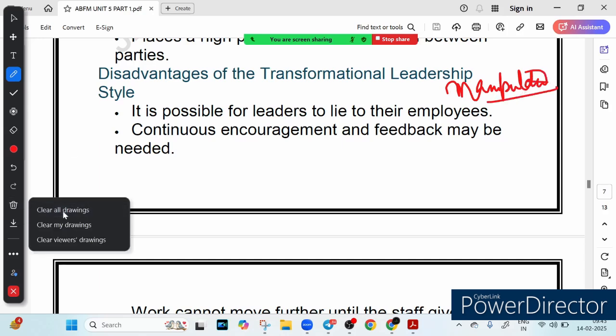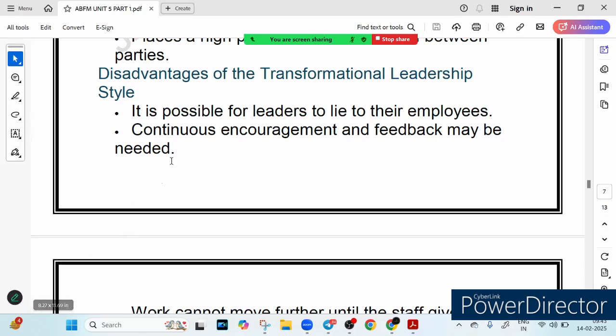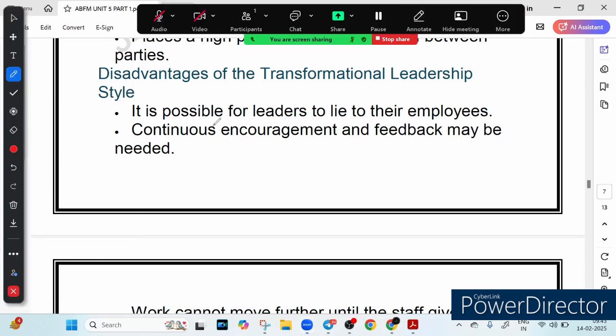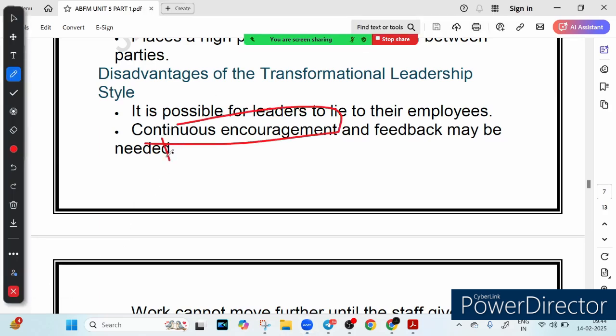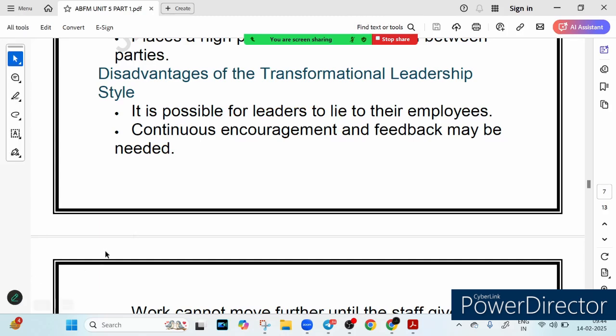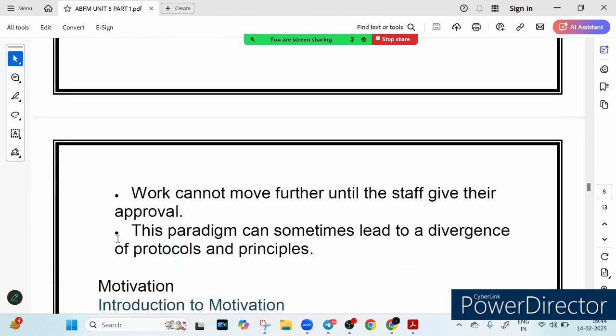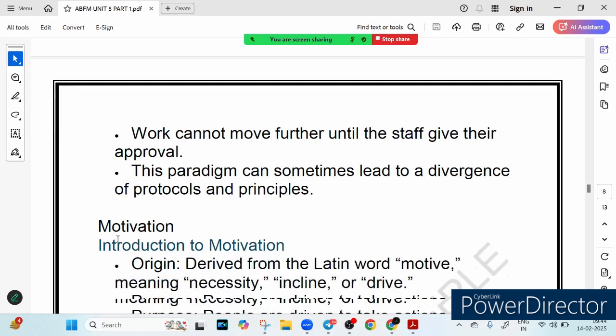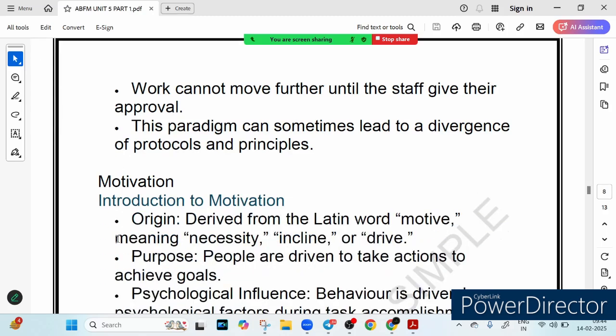Then the second point is that constant encouragement is needed. You can see clearly written that continuous encouragement is required. What it means? That employees rely on continuous motivation and feedback. The flip side is that it is a slow process, right? Decision making is quite slow here, because work may pause if employees don't fully agree with the leader's values. And then there is confusion in rules and protocols. Too much focus on vision can sometimes lead to a lack of clear rules.